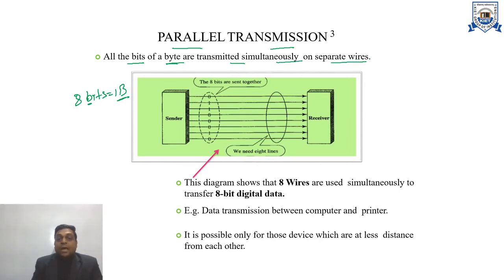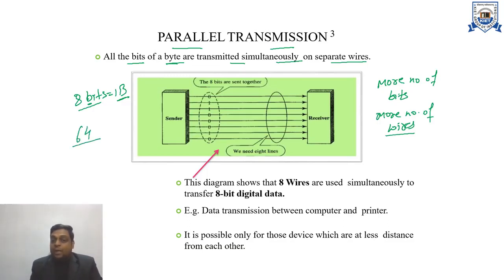It means that the more bits, the more wires. If we are sending 8 bits, then 8 wires are used. If we send 64 bits, then 64 wires will be used. As this diagram shows, there are 8 bits being sent from sender to receiver, so here 8 lines are used.